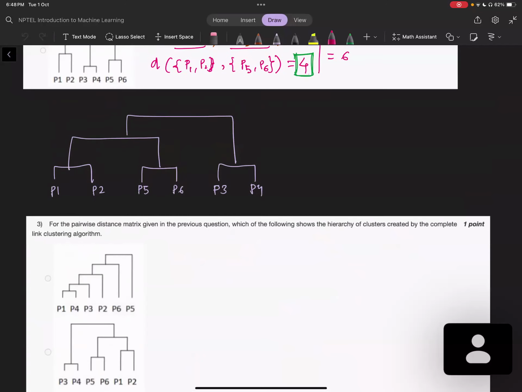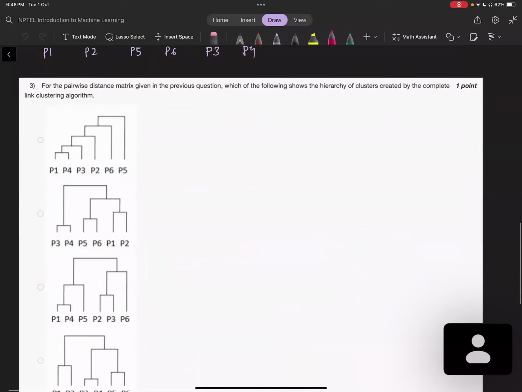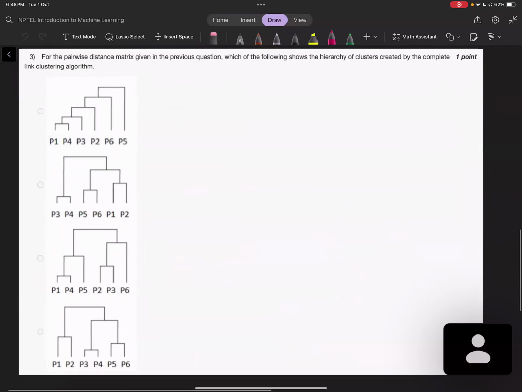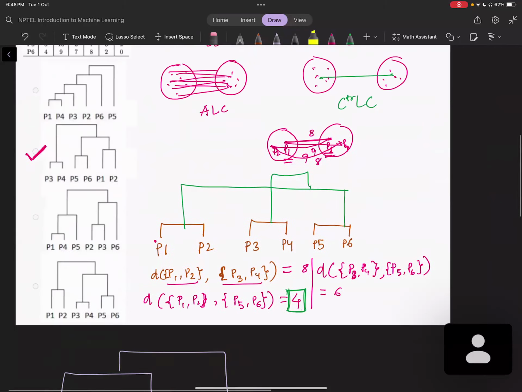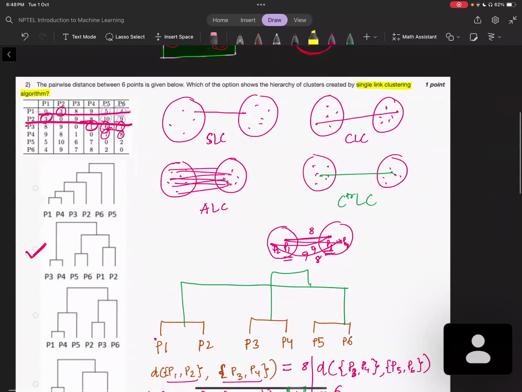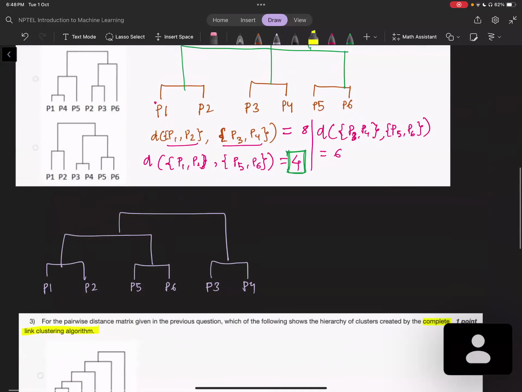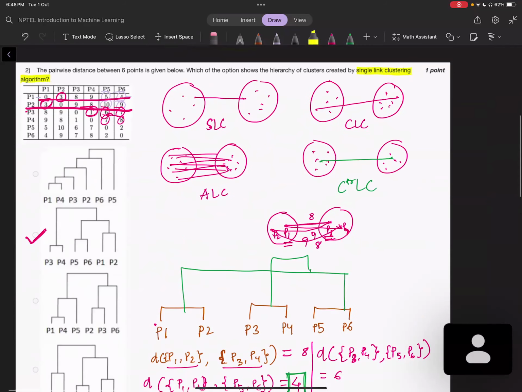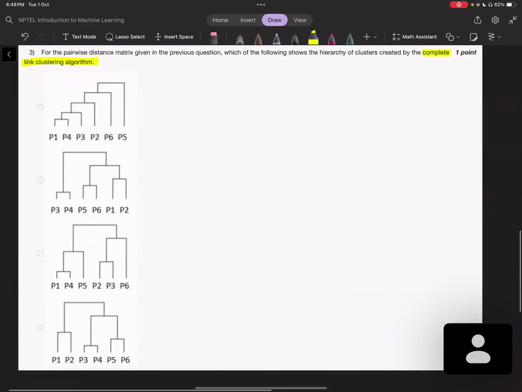The next question is: for the pairwise distance matrix given in the previous question, which of the following shows the hierarchy of the clusters given by the complete link clustering algorithm? And here you have to find the maximum distance. You can look at this table, take a snapshot of this, and try to solve that.